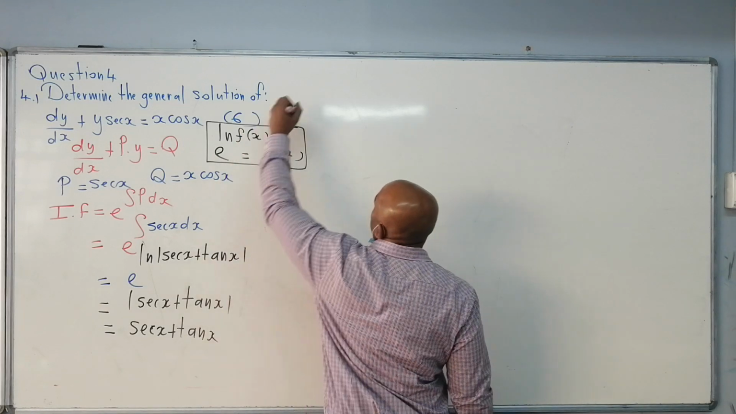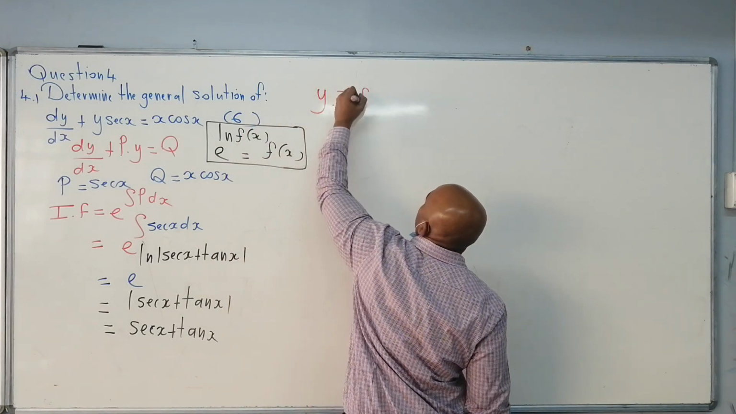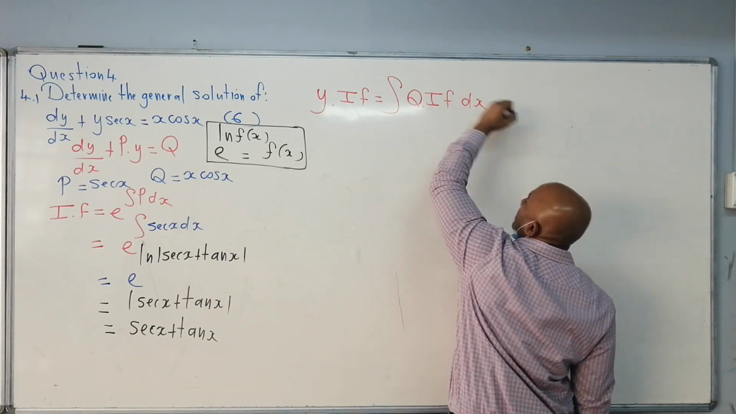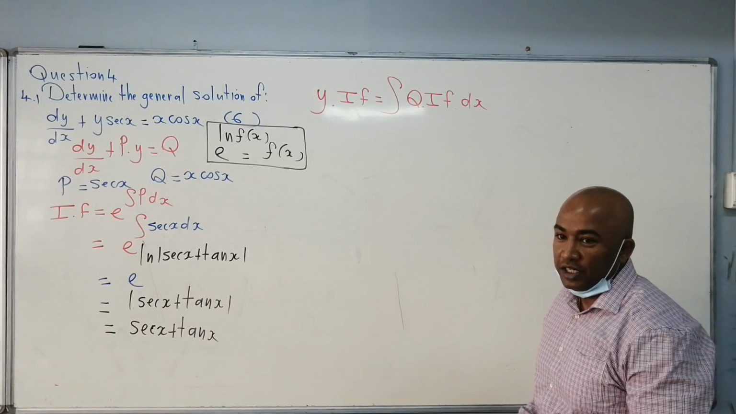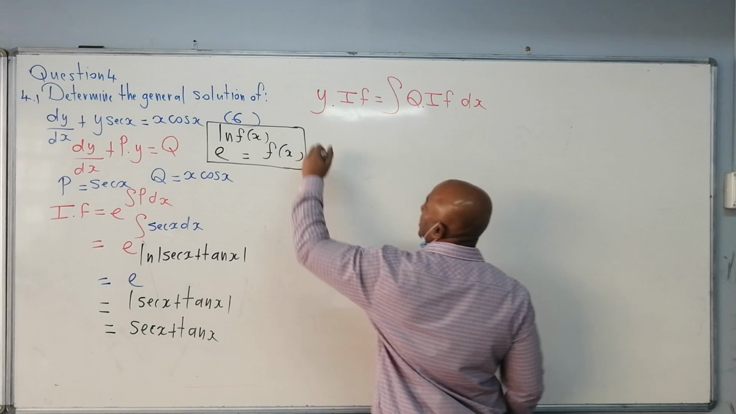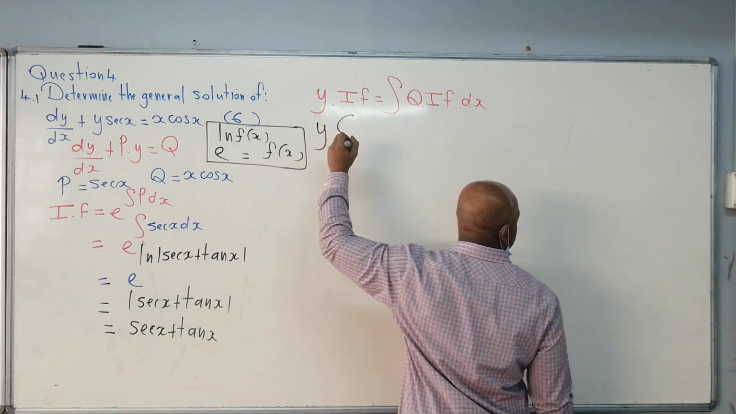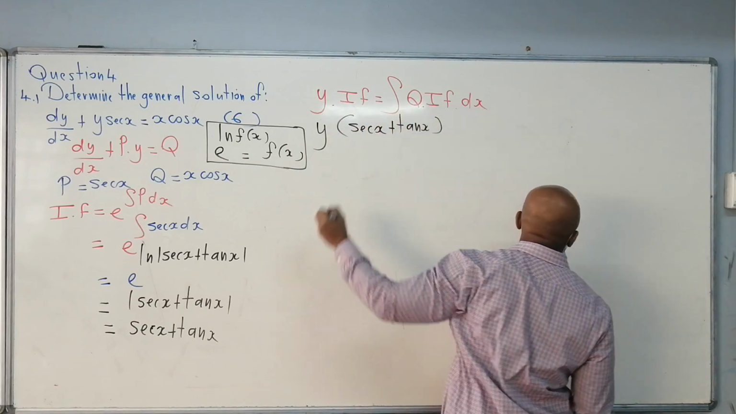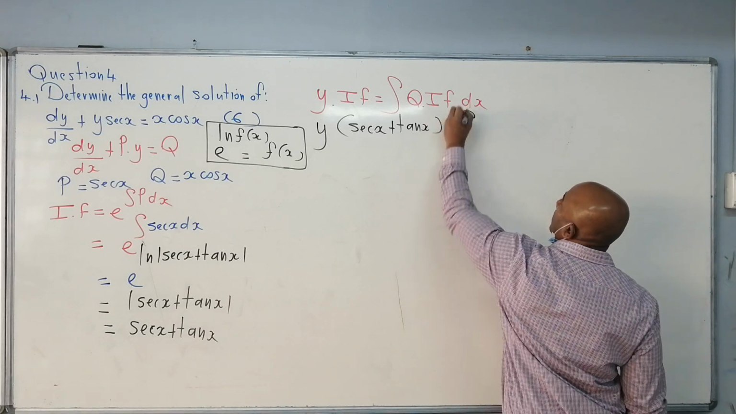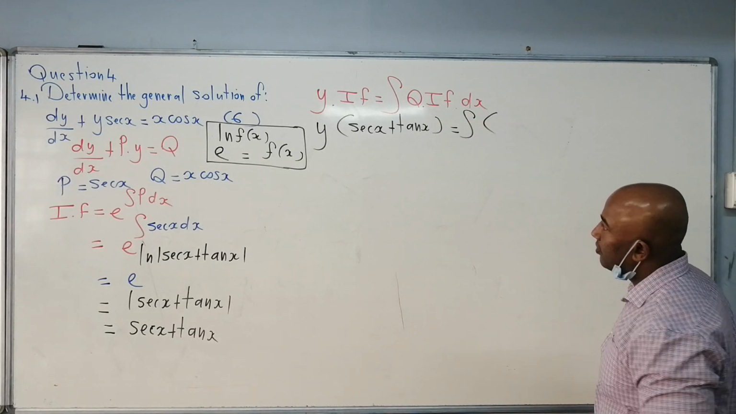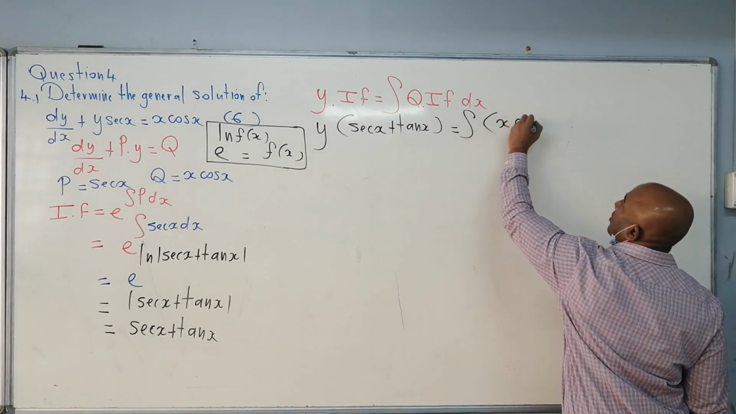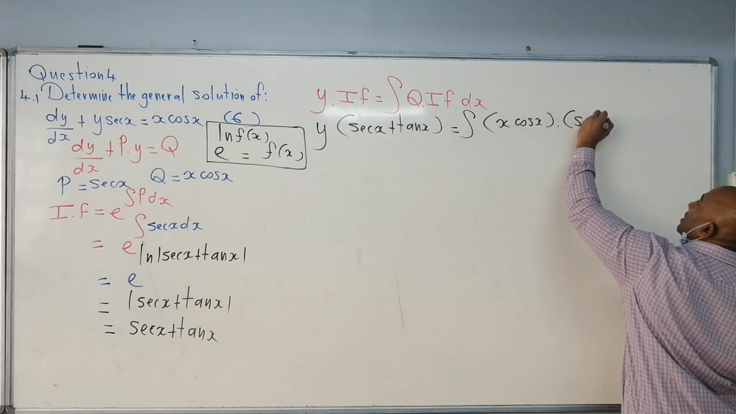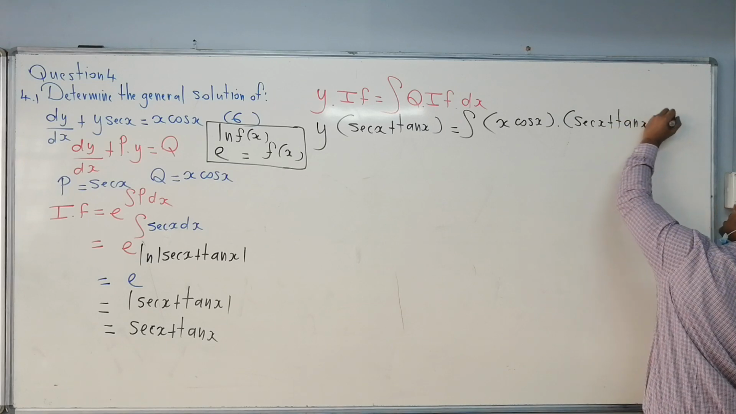once we got this, then we know that y times your integrating factor is equal to the integral of q times your integrating factor dx. That is a formula you substitute into. So it's going to be y times my integrating factor there, which is sec x plus tan x, is equal to the integral of q. What is my q? It's x cos x multiplied by my integrating factor, which is sec x plus tan x dx.